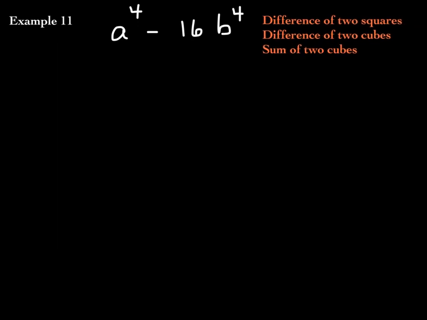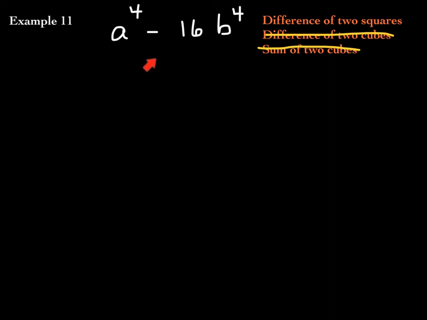Now, this is obviously not a sum, so that's out. Let's go ahead and get that off the list. So it's either a difference of two squares or a difference of two cubes. 16 is not a perfect cube, so I'm going to cross that out. Is it a difference of two squares? If it is not, then this polynomial is prime. It does not factor. But it is a difference of two squares.